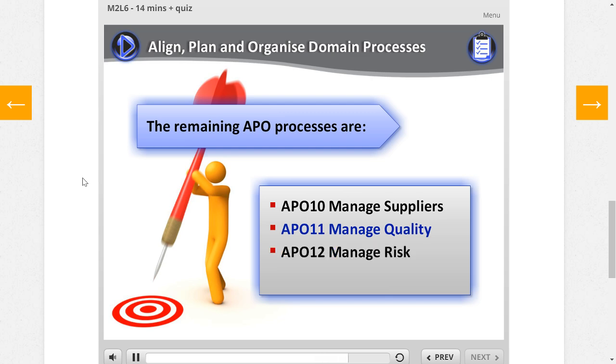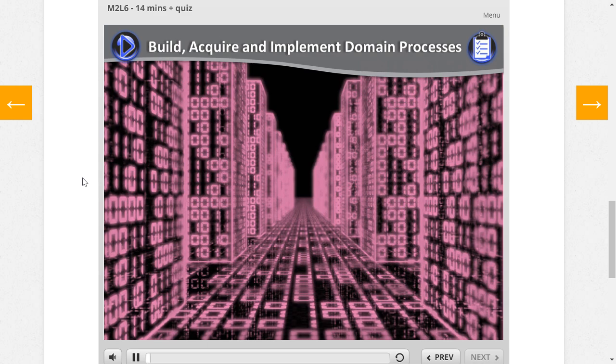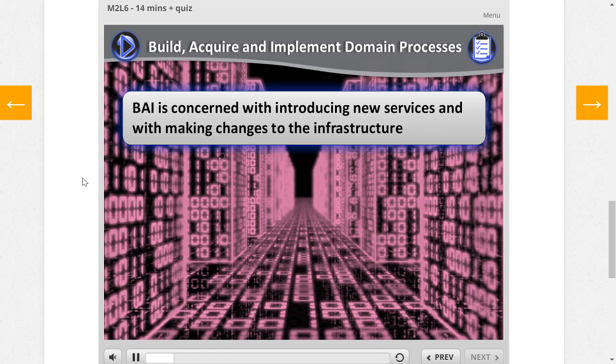APO 12. Manage risk. APO 13. Manage security. Okay, so that's the APO processes done. Now we'll move on to the 10 processes in the BAI domain.